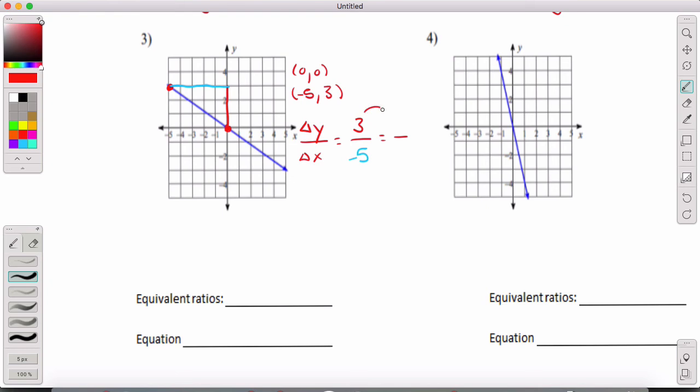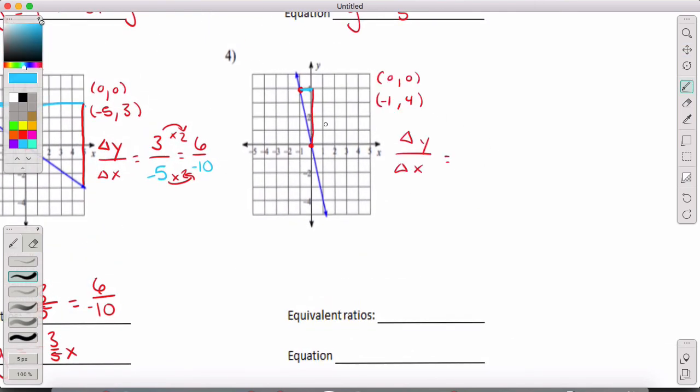Okay, and to make our equivalent ratio here, we're going to multiply by 2, because it's just easier, like we always do. So 2 times 3 is 6. Negative 5 times 2 is negative 10. All right. So our equivalent ratio is negative 3/5 equals 6 over negative 10. All right. And our equation is y equals negative 3/5 x.